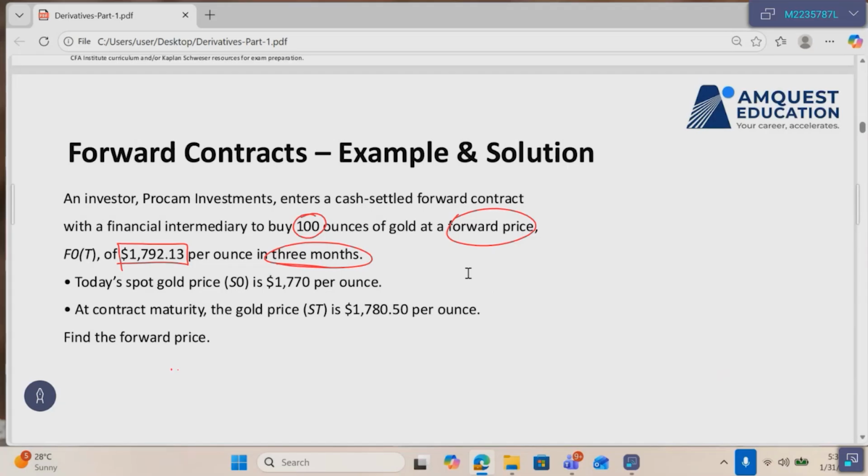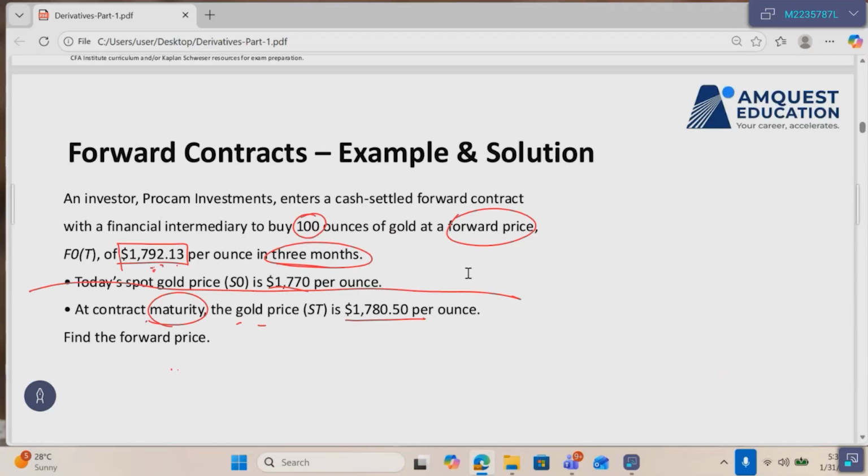Today's price is lower. So obviously he is going to buy at a higher price because he knows the price will go up. So he agreed to buy only $22 more. Fair enough. But when he went to actually buy on maturity, what happened? The gold price went up only by $10. Right?